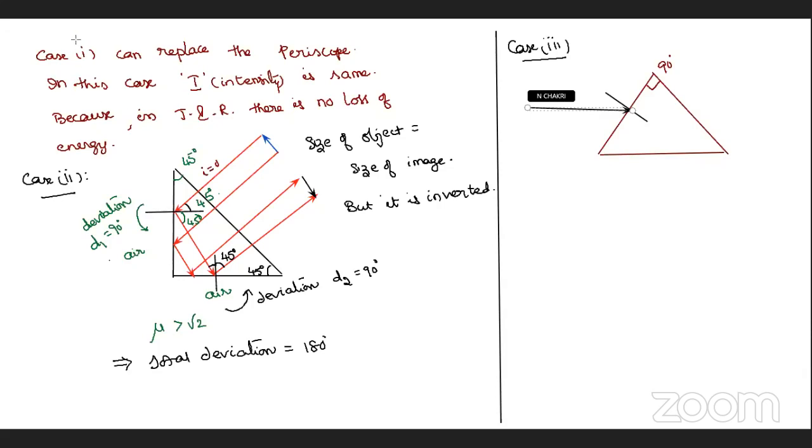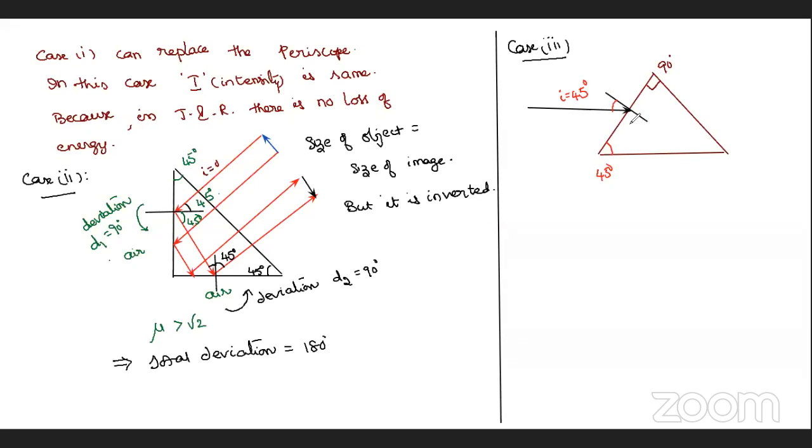Parallel to the base means what will be the angle of incidence here? 45. 45. Sure? 45. Yes. Why? Because this angle is 45 degrees. Very good. Alternating angle 45. So that also will be 45. Angle of incidence is 45 degrees.